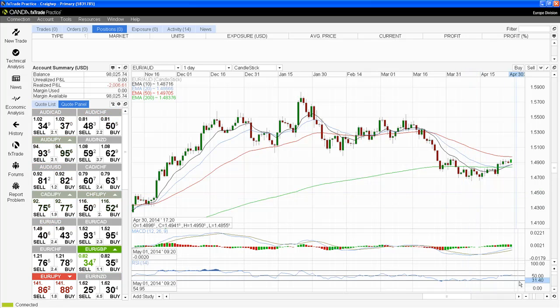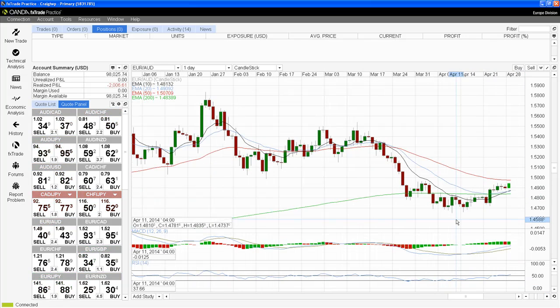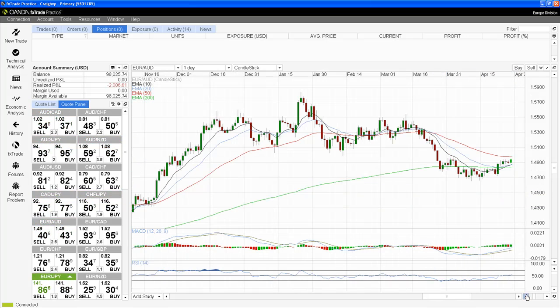Okay, what we've actually got here on Euro Aussie is we had a downtrend, and we've got a high, higher low, higher high. We've got the moving averages, we've got the price action, higher highs and higher lows, now back into an uptrend. I'm not looking on the daily for trading opportunities.